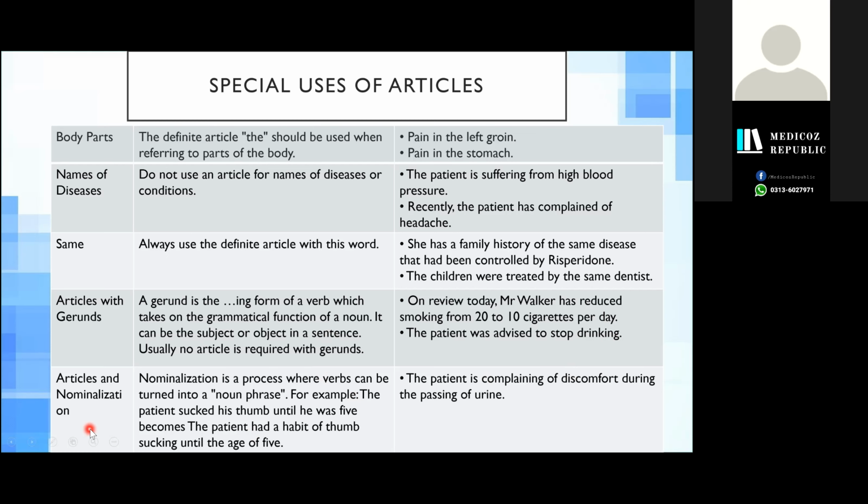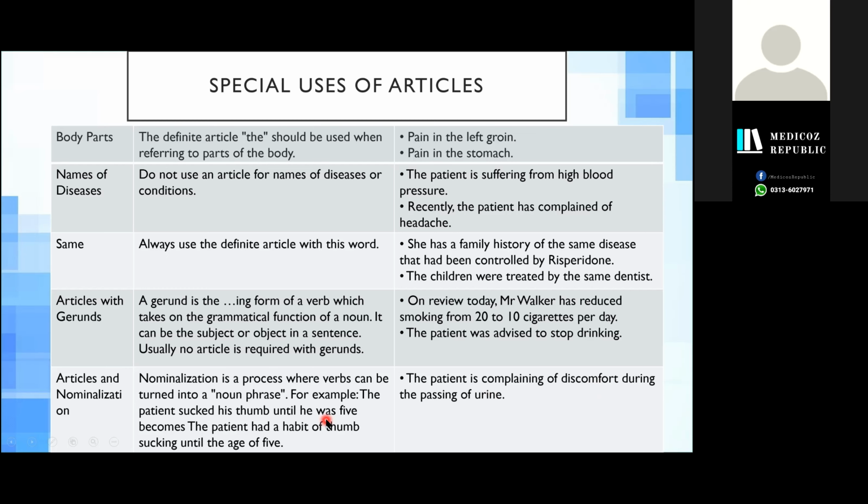Articles and nominalizations. So what is nominalization? It is a process where verbs can be turned into a noun phrase. So, what's a noun phrase? For example, the patient sucked his thumb until he was 5. This sentence can become, the patient had a habit of thumb sucking until the age of 5. He was 5 becomes the age of 5. The patient is complaining of discomfort during the passage of urine.